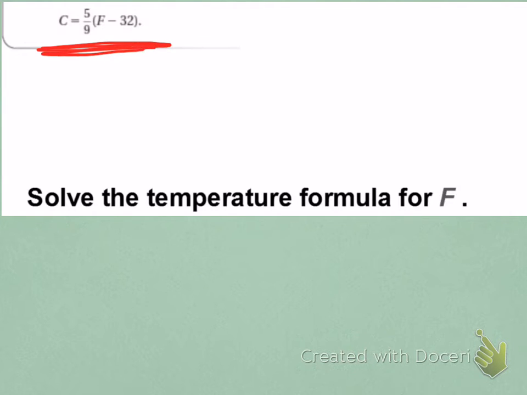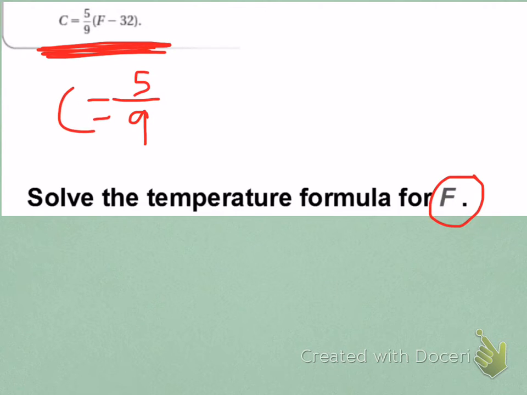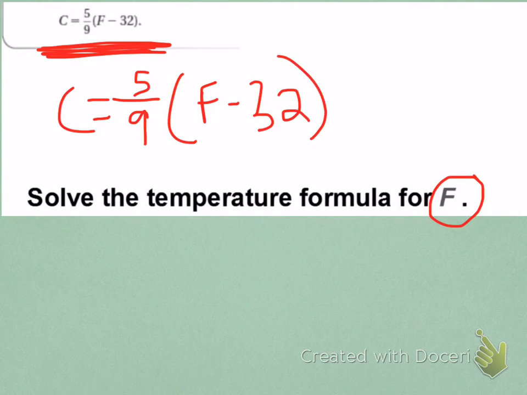Okay, here we have the Celsius formula. Celsius equals 5/9, and then times quantity, F minus 32. So we want to solve the formula for F. We want to get F by itself. So let me rewrite the formula here. 5/9 times F minus 32. Okay, we want to get F by itself. So the first thing I have to do is clear the 5/9. So I'm going to multiply by the reciprocal. So times 9/5. What you do on one side, you do to the other, times 9/5.